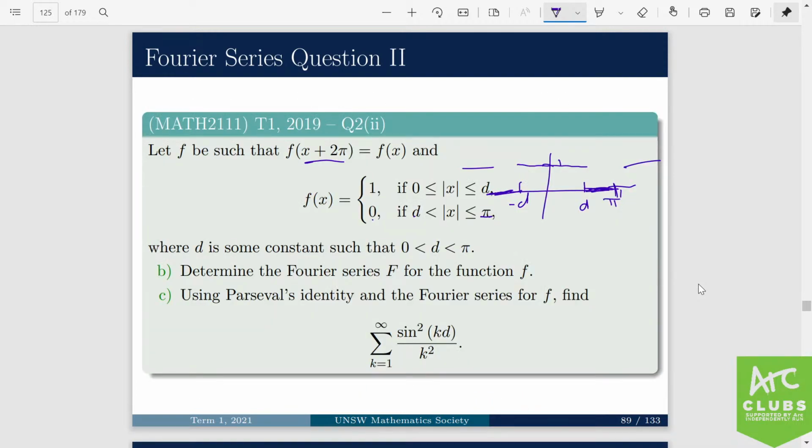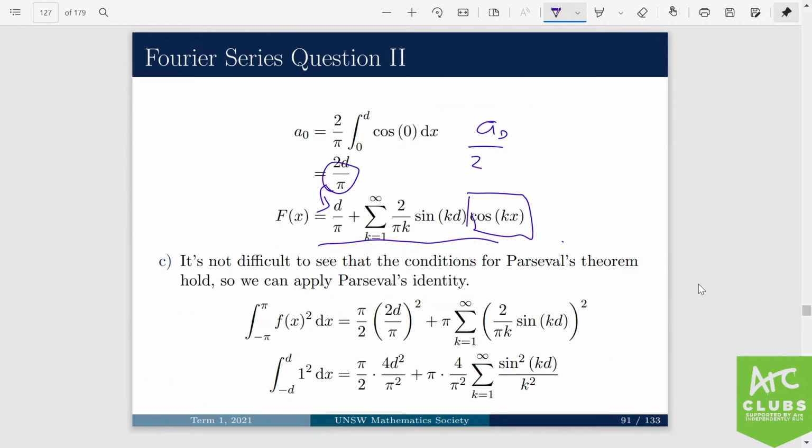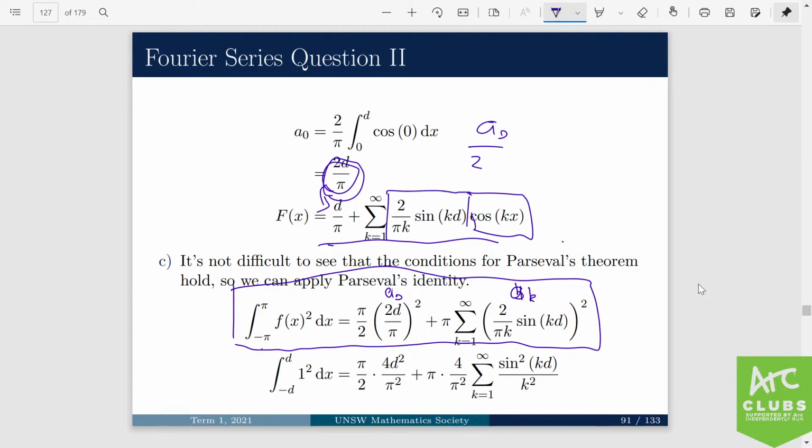So part C asks to use Parseval's identity to find this. It's quite messy actually. It's a lot of real messy working, but essentially you just take Parseval's identity, so this is essentially it. But I've just plugged in all the values, so instead of L it's pi. This is a0, which is 2d over pi, and then this is just ak, which is just this.